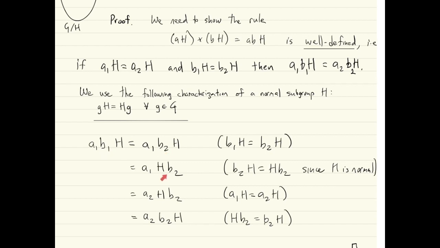Now, because H is normal, we can move this H past the B2. And so we get A1HB2. And then because A1H is the same as A2H, that's again by our assumption that A1 and A2 are different names for the same coset, we go from here to here. And then we move this H back over, again using the fact that H is normal. So that's why we can do that. And so then we're done with the proof. We've got A1B1H, the set, is equal to A2B2H.